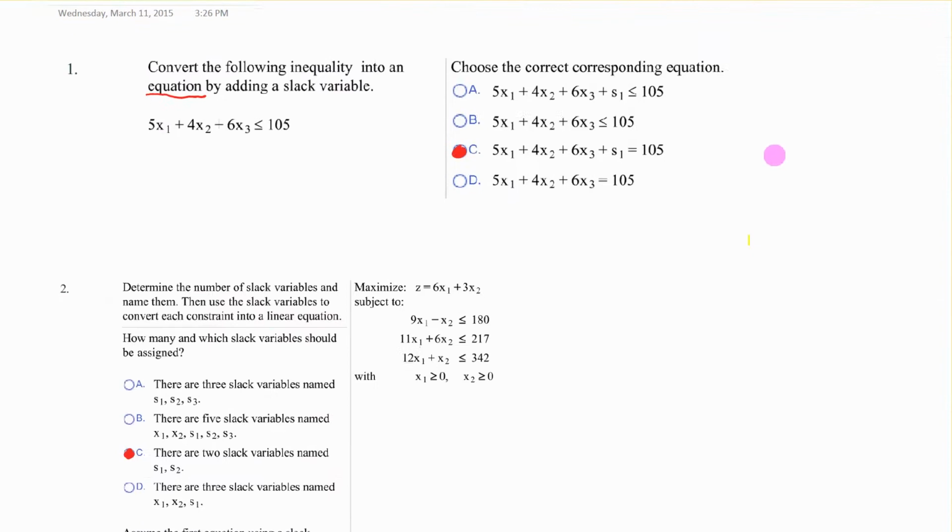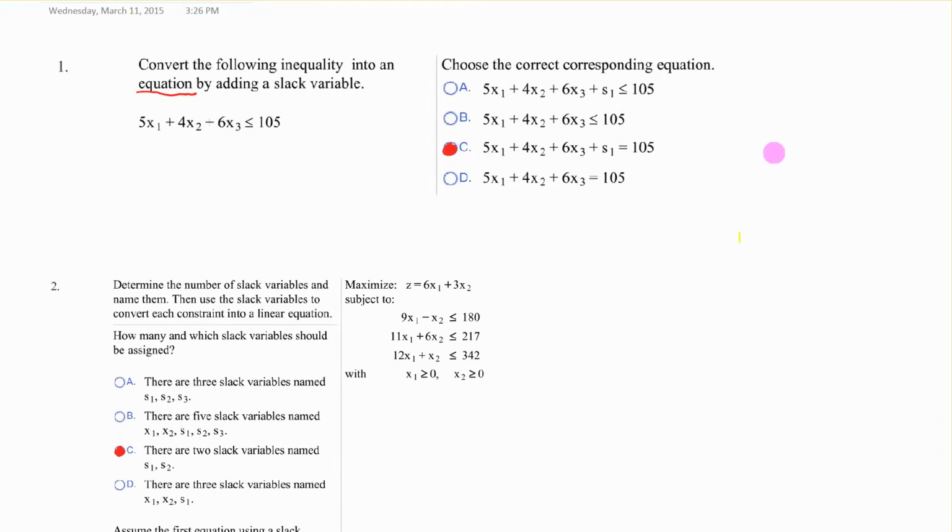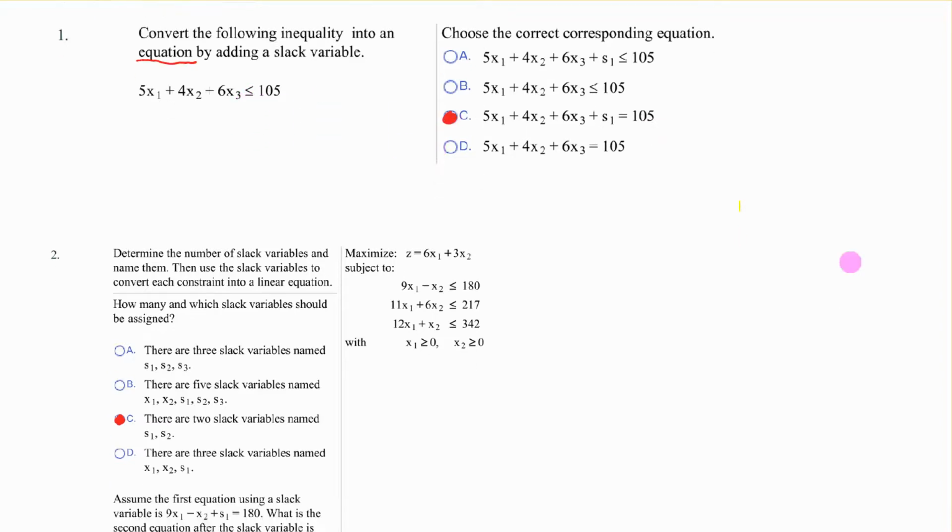Number 1, convert the following inequality into an equation by adding a slack variable. This is a piece of some problem. So we had 5x1 plus 4x2 minus 6x3, and if we were going to add a slack variable, plus s1 equals 105. Remember that when we're changing it, we're making it an equation rather than an inequality. So that would be choice C.